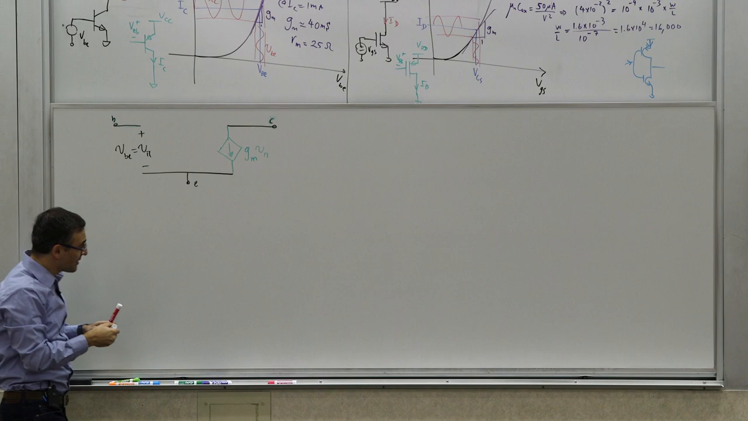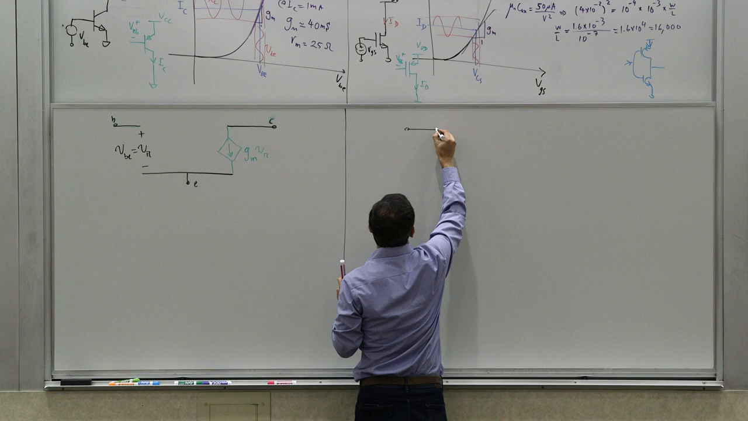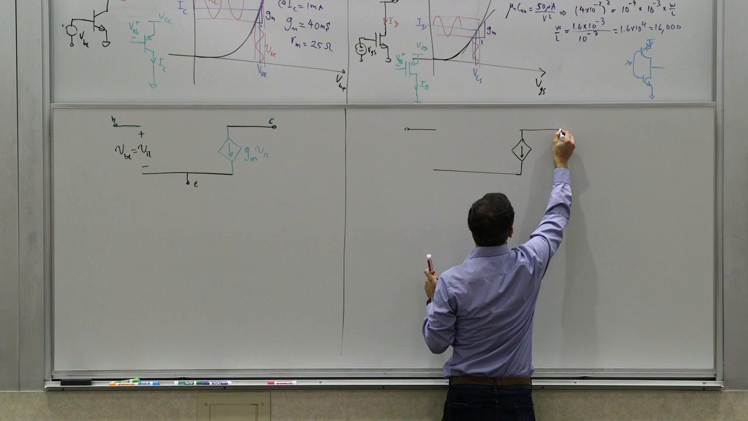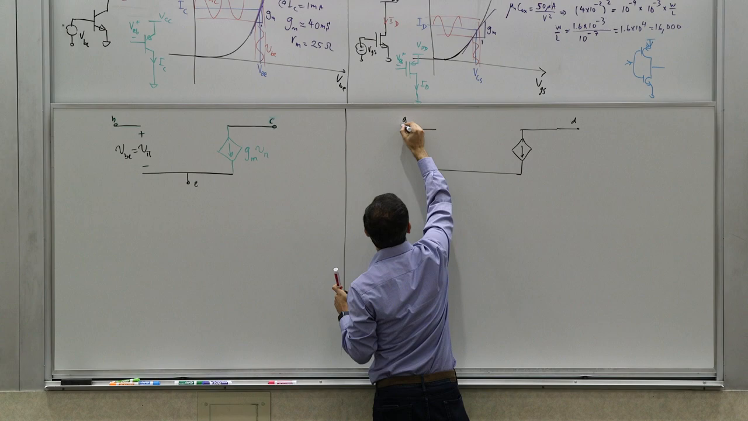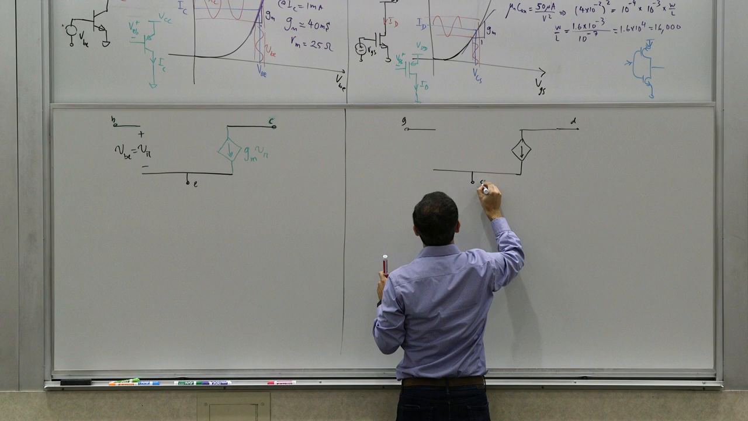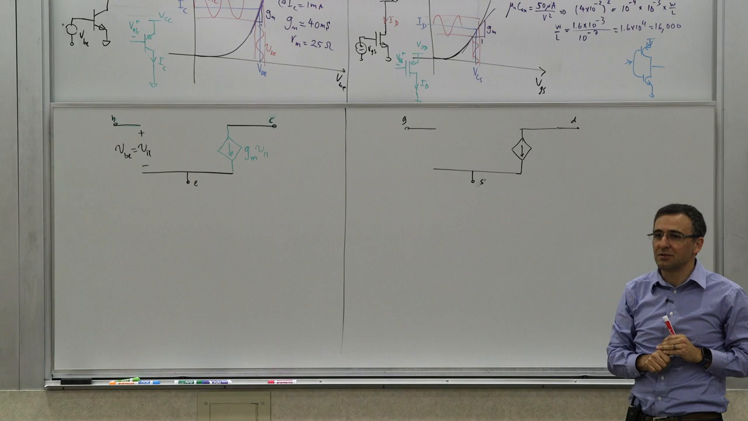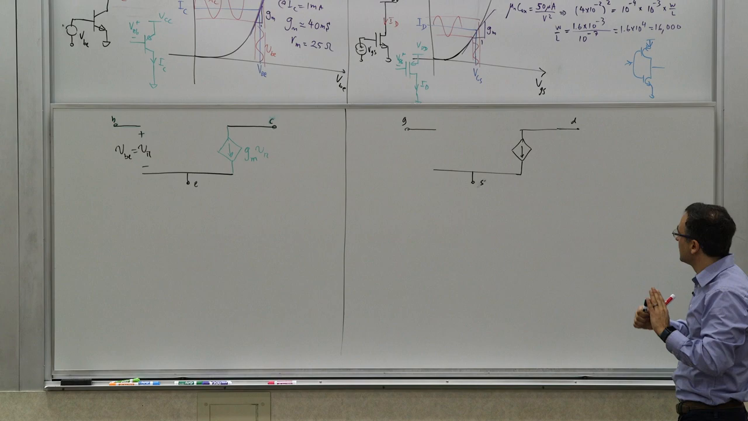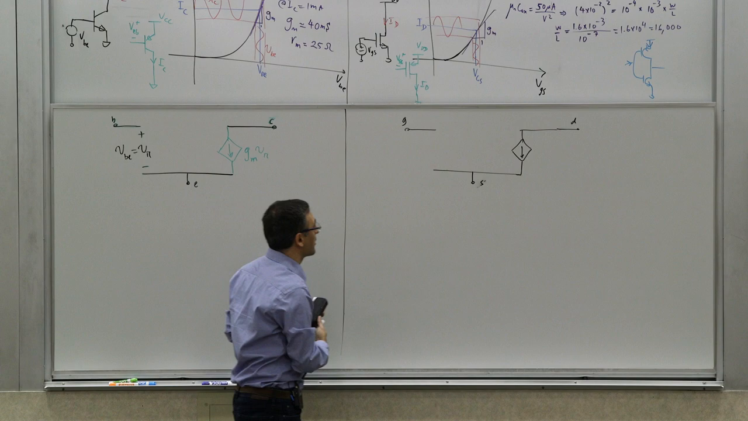Now, the same thing for the MOSFET. We can draw a similar model for the MOSFET. This is the drain, this is the gate, and this is the source. With the MOSFET, we have to be careful because we have a fourth terminal, the bulk, which we haven't talked about yet, and we'll see how it comes into play soon. So far, we've drawn these three terminals, and then we have the good part of the transistor, the useful part, which is the transconductance.